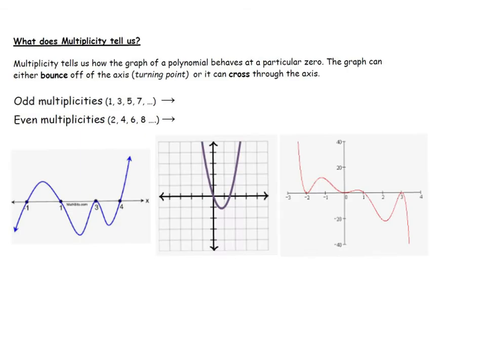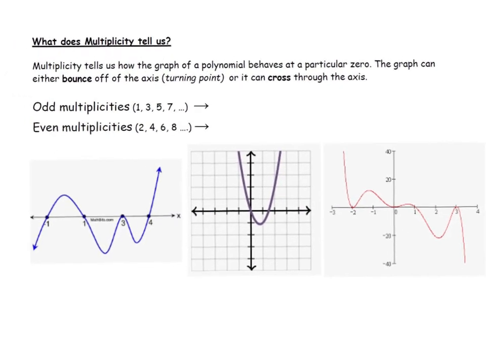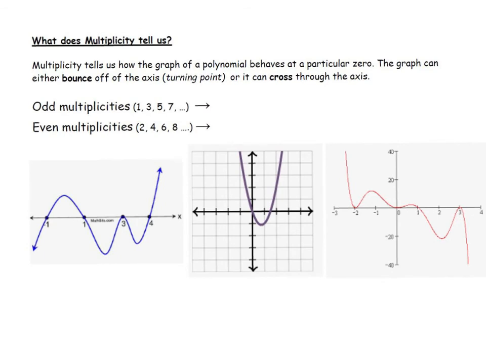So next we're going to talk about what multiplicity actually tells us. So multiplicity tells us, I'm just going to read this sentence up here, how the graph of a polynomial behaves at a particular zero. The graph can either bounce off the axis. Sometimes we call a bounce a turning point, so it changes direction at that zero, or it can cross through the axis. And we are going to categorize our multiplicities in two ways.